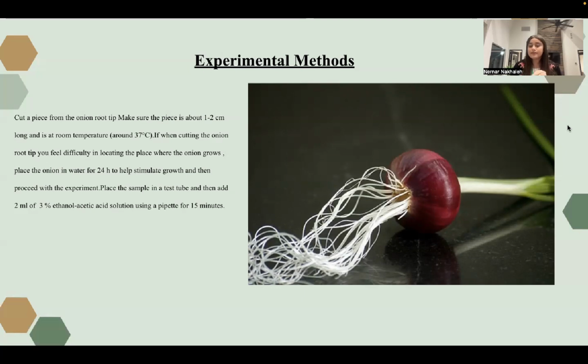The next thing that we're going to do is place the onion root tip sample into a test tube, which has 2 mLs of 3% ethanol acetate solution. The way that we're going to add the acetate solution is using a pipette. We're going to leave this for approximately 15 minutes. The reason we do this is that ethanol acetate basically stops the cell from proceeding to other phases. Why? Because it kills the cells, so they physically stop continuing on in the phases, which gives us a more accurate read because it doesn't deviate from anything.